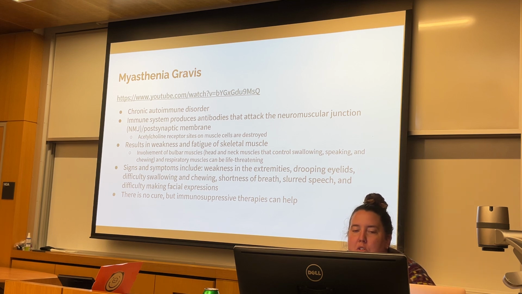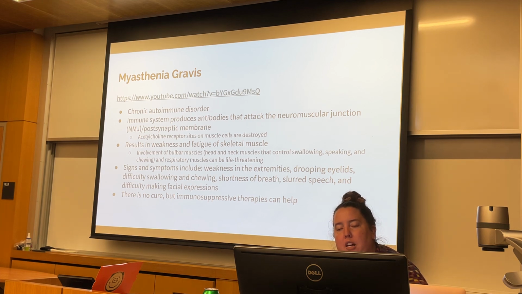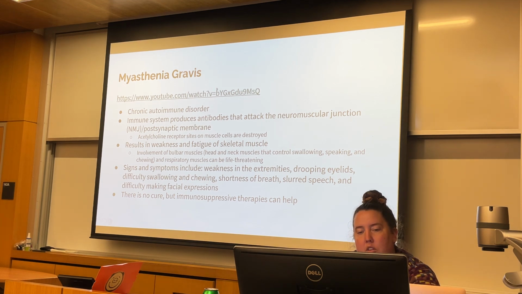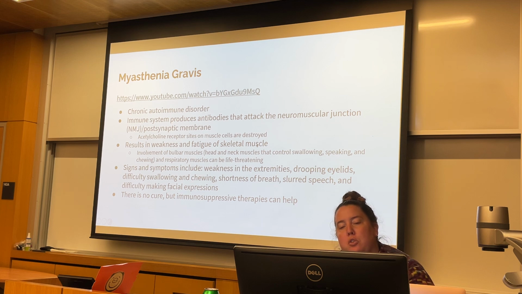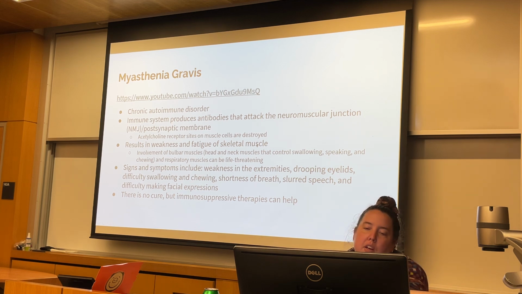It is a chronic autoimmune disorder. The immune system produces antibodies that attack the neuromuscular junction and the postsynaptic membrane. We talked about this when we talked about bilateral fatigable weakness, right? If we have bilateral fatigable weakness, it's most likely occurring at the neuromuscular junction, and that is associated with myasthenia gravis, okay? These antibodies attack acetylcholine receptor sites, and they are destroyed. This results in weakness and fatigue of skeletal muscle. It mostly involves the bulbar muscles of the head and neck that control swallowing, speaking, and chewing.